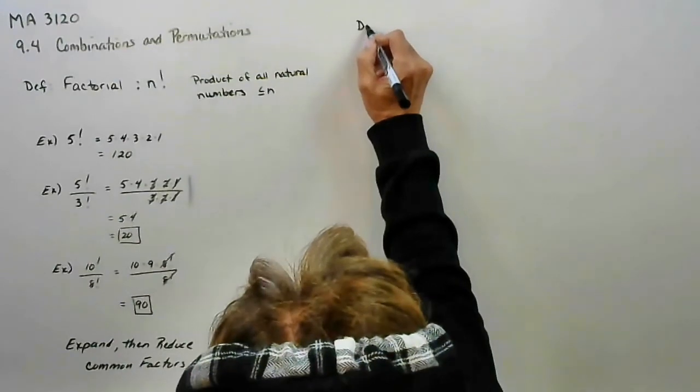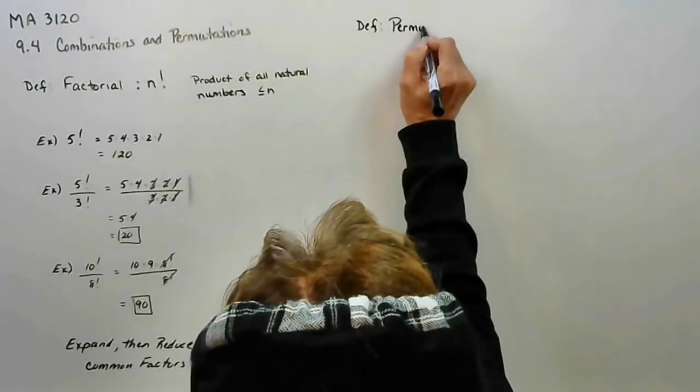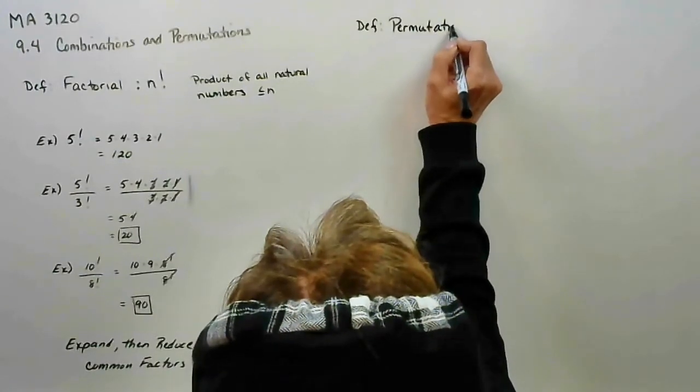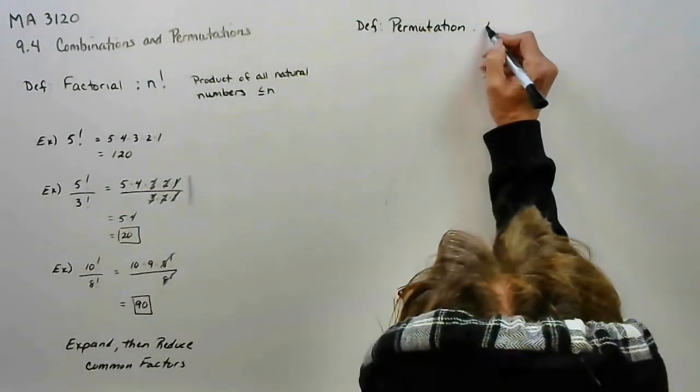All right, let's take a look at the definition of a permutation. Okay, it's elements in a set, but they have to be in a certain order. Elements in a set which are in a certain order.